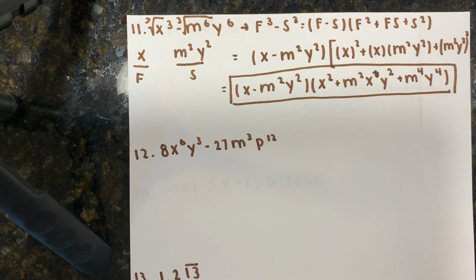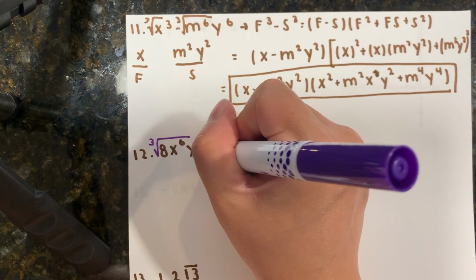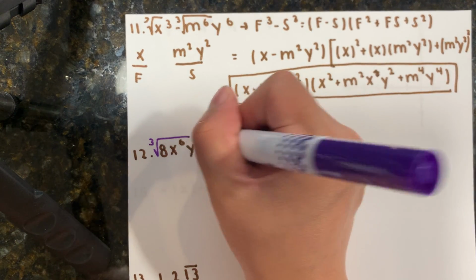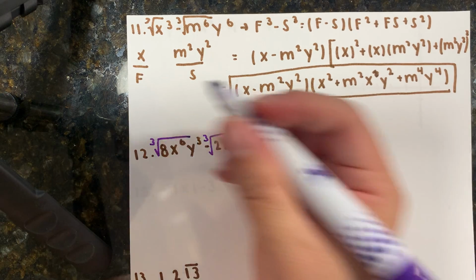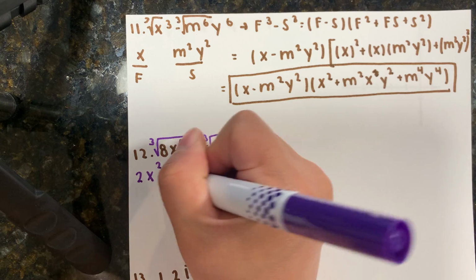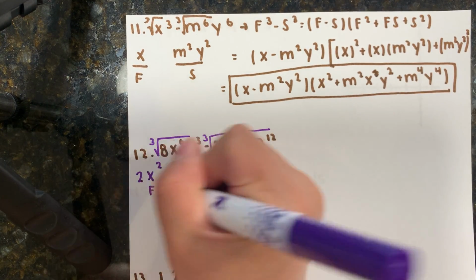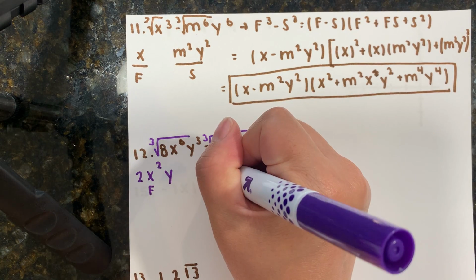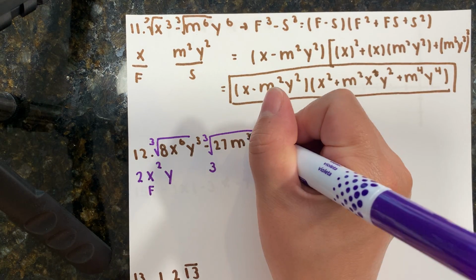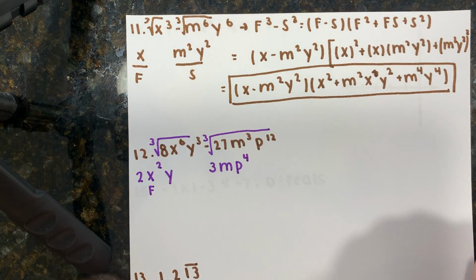So for this one, it's the same exact equation. So I'm just going to start by taking the cubed root of both. So the cubed root of this, cubed root of this. Now the cubed root of 8 is going to be 2. 6 divided by 3 is 2. 3 divided by 3 is 1. This will be your f. Then your s, the cubed root of 27 is 3. 3 divided by 3 is 1. And 12 divided by 3 is 4.